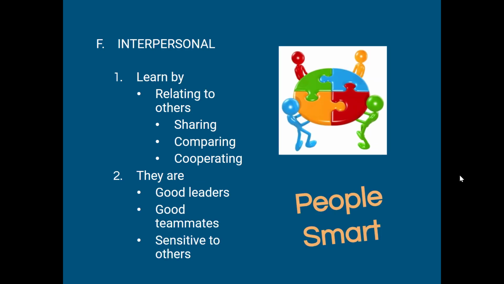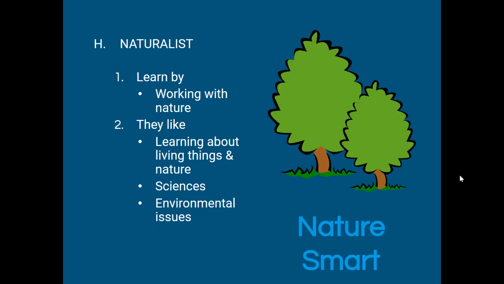Next up is interpersonal. These people are people smart, and you learn by relating to others, by sharing, comparing, cooperating. So you're often in communication with others. People who have interpersonal intelligence are typically good leaders, good teammates, and are sensitive to others, perhaps empathetic. Okay, so this one is people smart.